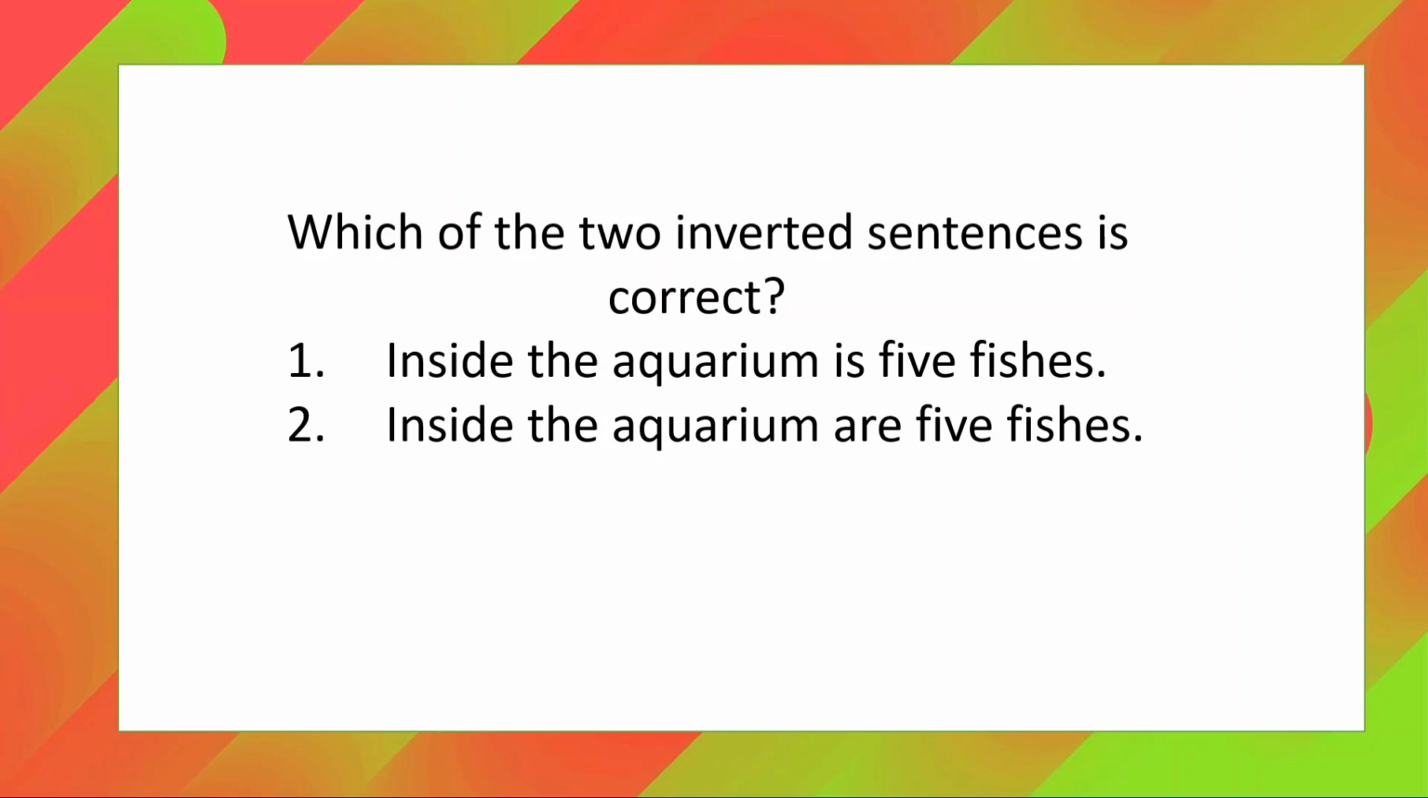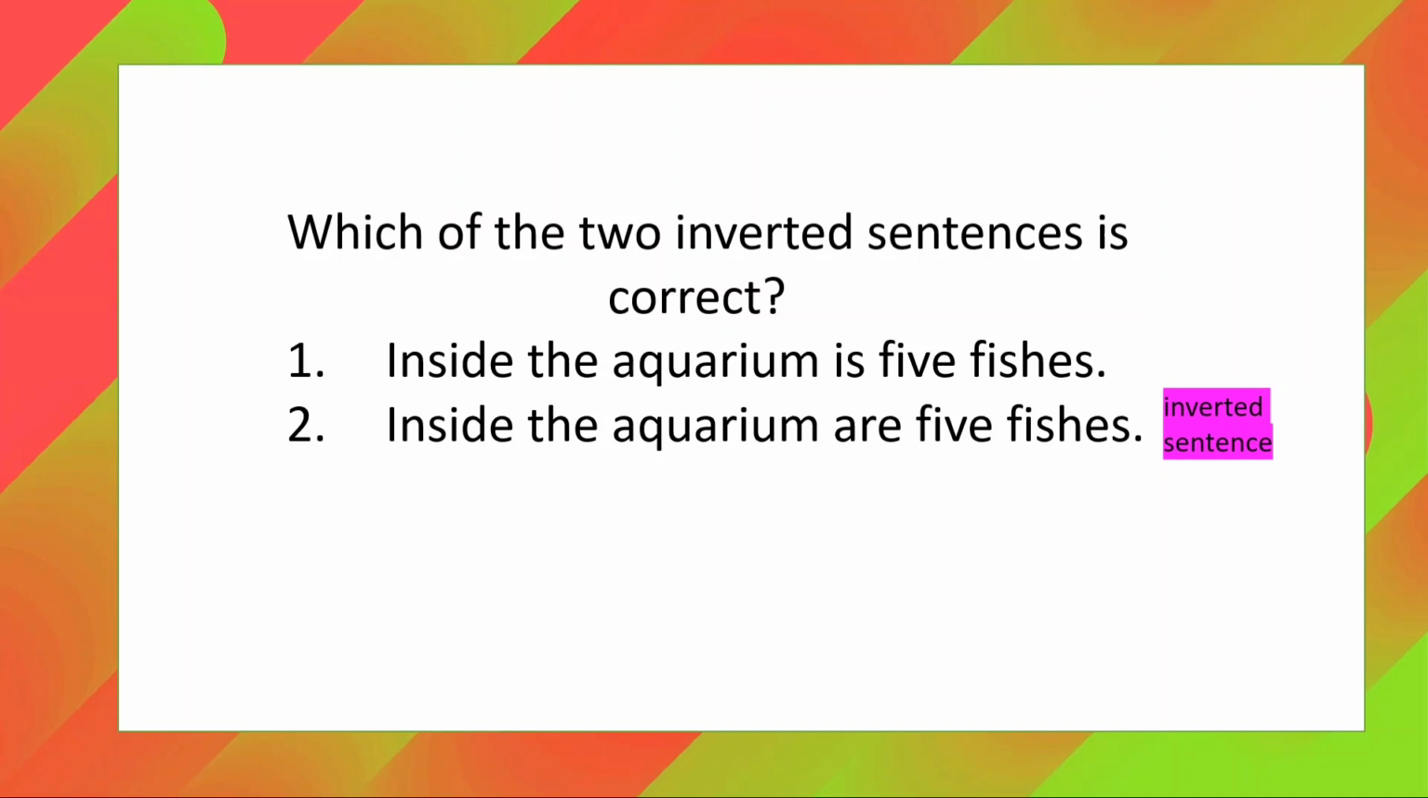However, in other sentences, the subject and verb are reversed or inverted, in which case the verb comes before the subject. The resulting inverted sentences can cause confusion in subject-verb agreement. Take notice of the following sentences. Which of the two inverted sentences is correct? 1. Inside the aquarium is 5 fishes. 2. Inside the aquarium are 5 fishes.